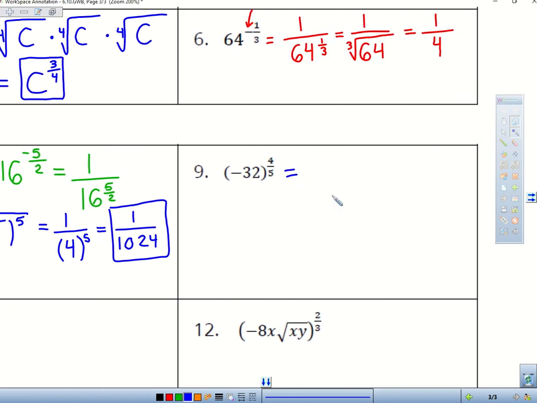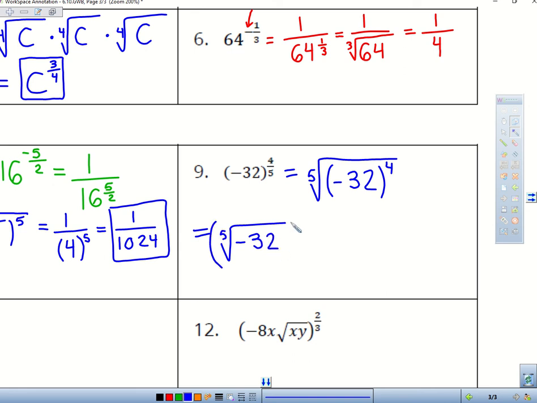So this one's going to do the same thing. This one comes out to be the 5th root of negative 32 to the 4th. Now here's where you have to be careful. See how I put the negative number into parentheses? I did that because when it's negative, we have to make sure that negative is also to the power because it will change the sign, okay? So here's the thing. I'm going to rewrite this one like this. Everyone see what I did there? I took the power out to the outside, which you're able to do.